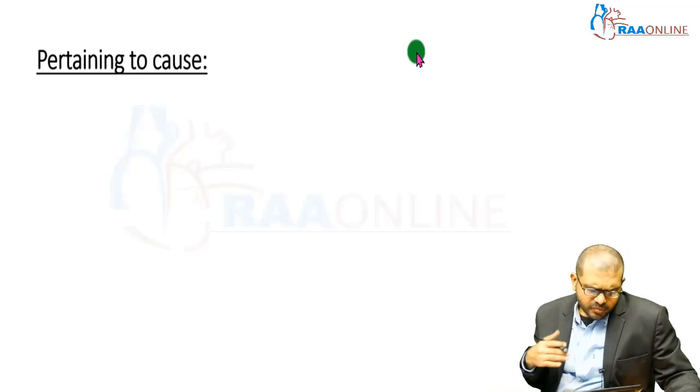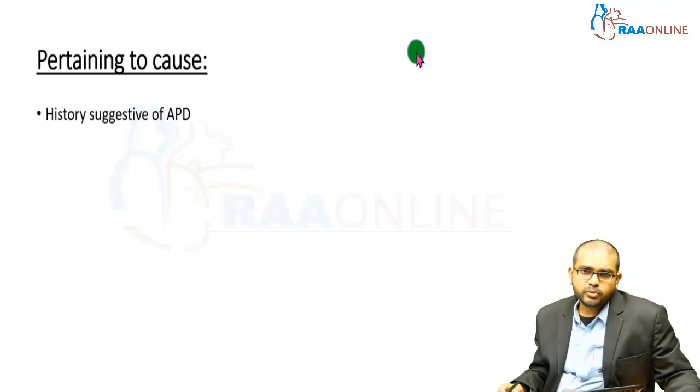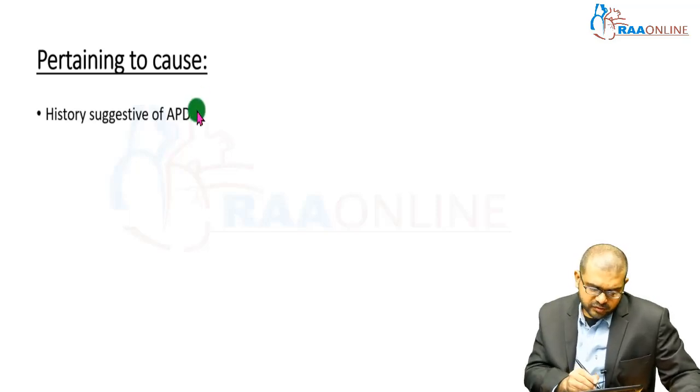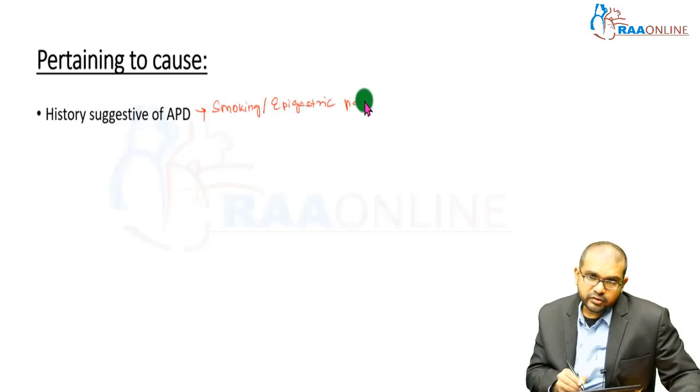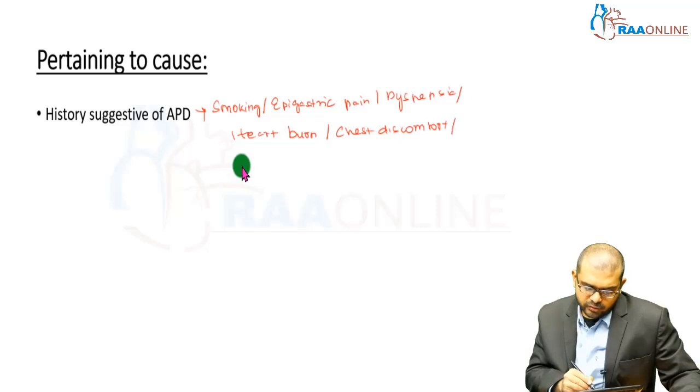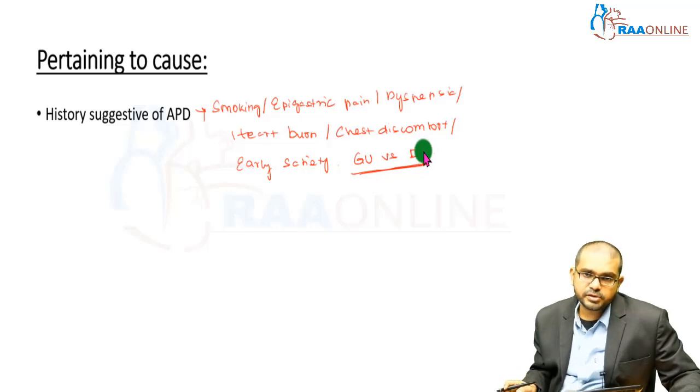And coming to the cause, is there any history suggestive of acid peptic disease? What are the histories you might ask? Is there any history of smoking? Any history of epigastric pain? Any history of dyspepsia? Any history of heartburn? Any history of chest discomfort? Any history of early satiety? History wise, you can't differentiate gastric ulcer versus duodenal ulcer; it is very tough. But these are certain risk factors, and history wise you can pick up acid peptic disease.